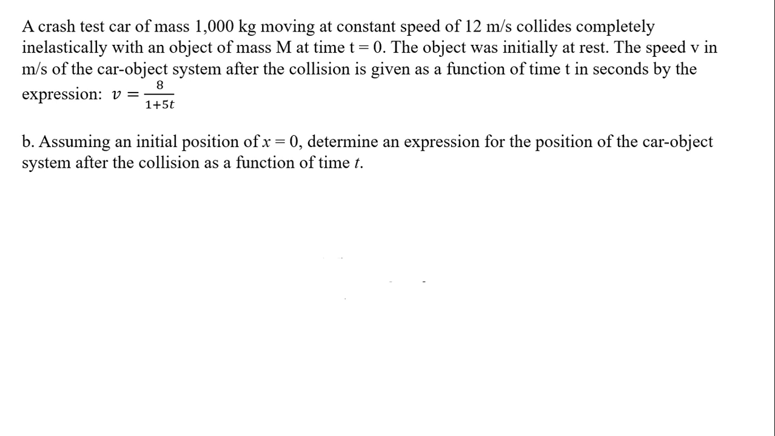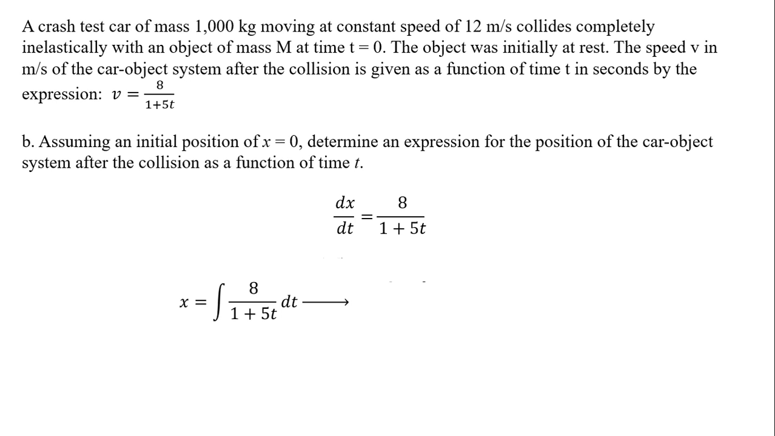Assuming an initial position of x equals 0, determine an expression for the position of the car object system after the collision as a function of time. Well, here we have a problem now. We have velocity. So how do we go from velocity to distance? Well, we're going to have to take the integration because dx over dt, which is speed, equals 8 over 1 plus 5t. So x equals the integral of 8 over 1 plus 5t dt.